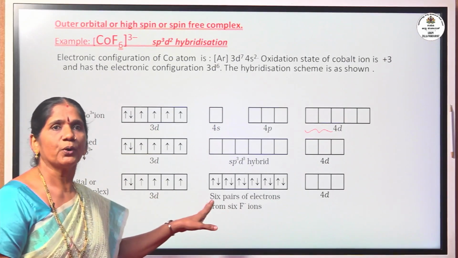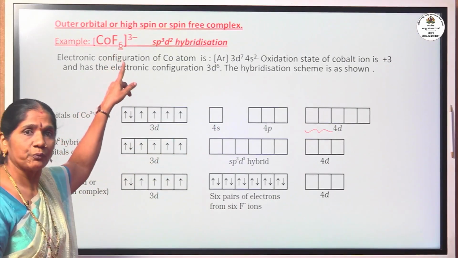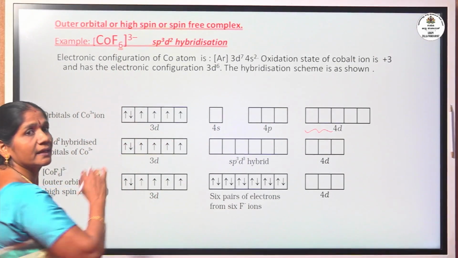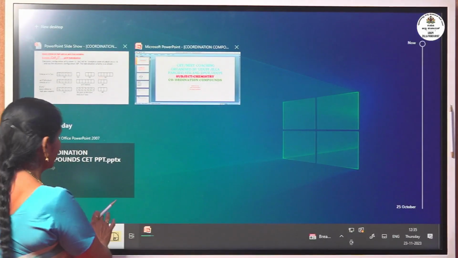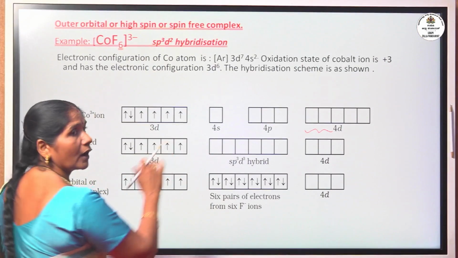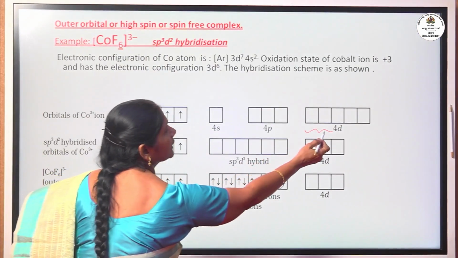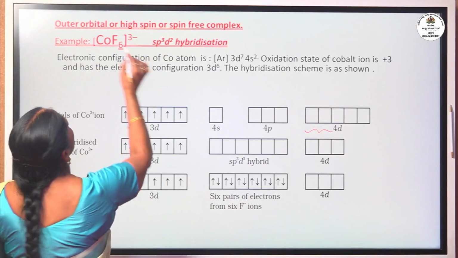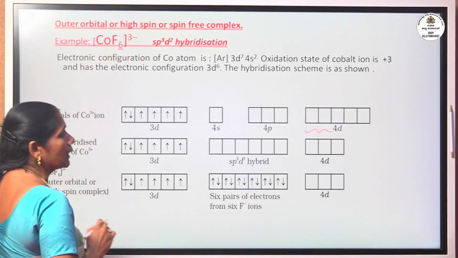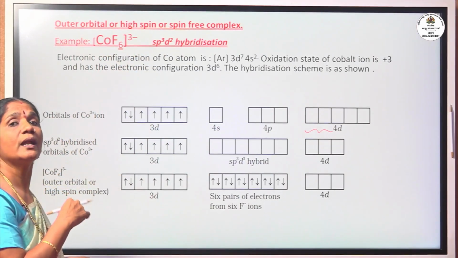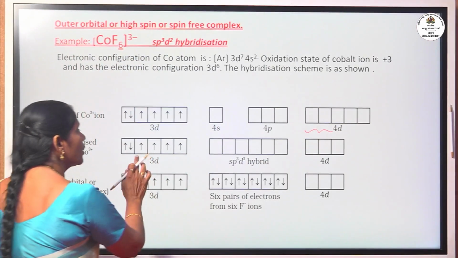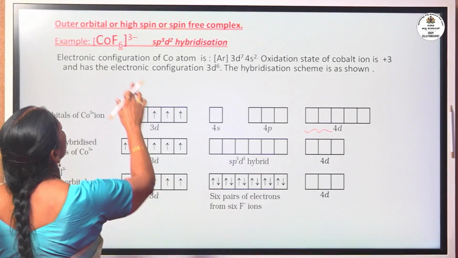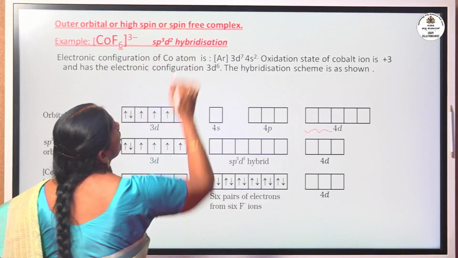In this compound, you can see fluorine is a weak ligand, and with the same configuration of 3d6, there is no electron pairing. Therefore the orbitals used are from the outermost shell, and this is called an outer orbital complex. The previous one is called an inner orbital complex. Because of the presence of unpaired electrons, without pairing, it is called a high spin complex or spin free complex.